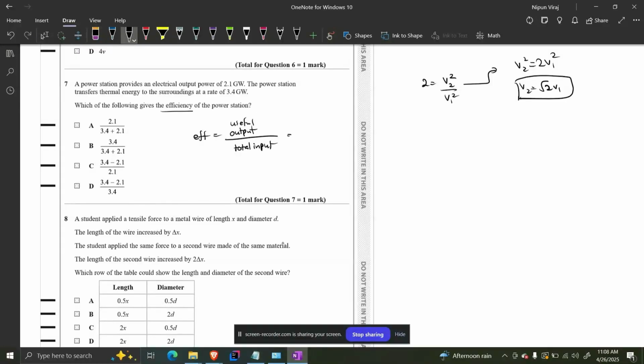So it should be 2.1 gigawatts over 2.1 plus 3.4 gigawatts. Since the unit in the numerator and denominator is the same, you can cut them. Therefore, the answer will be this.